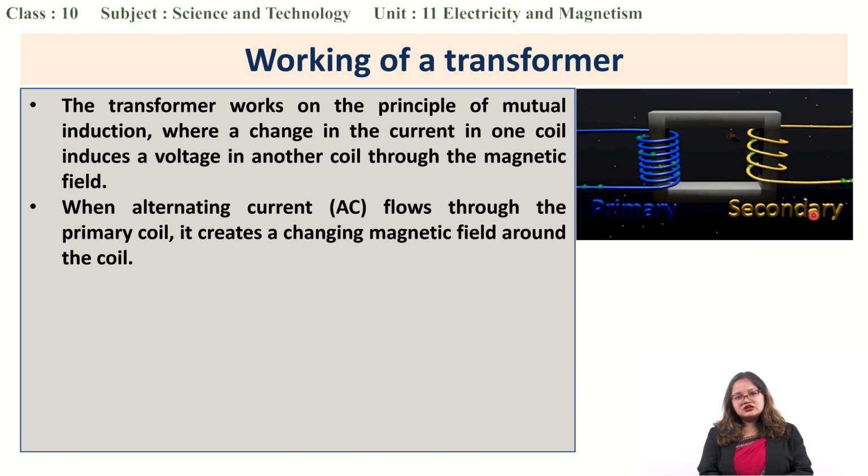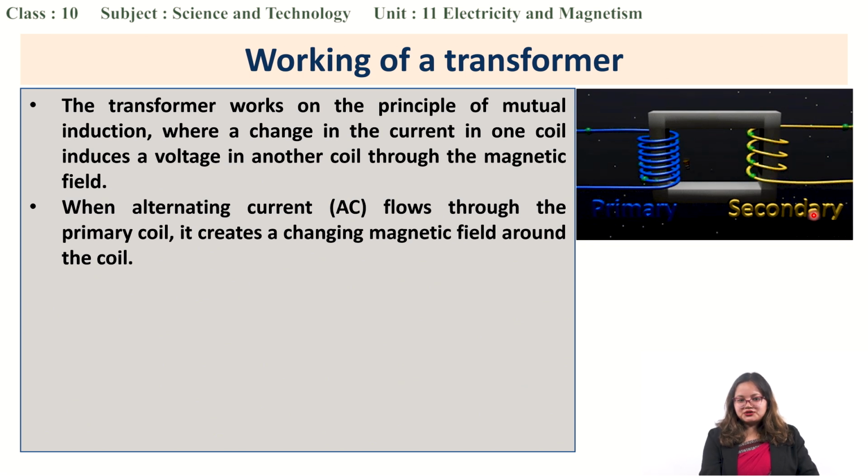If the current did not change its direction, obviously in the secondary coil there would be no induced EMF, right? Because if the direction of the current is not changing, the magnetic field lines are also not changing. They are constant. So on the secondary coil side, they do not experience changing magnetic flux, right? That means nothing is being generated. I mean, no EMF is being generated on the secondary coil. Okay, so that is why we are talking about AC.